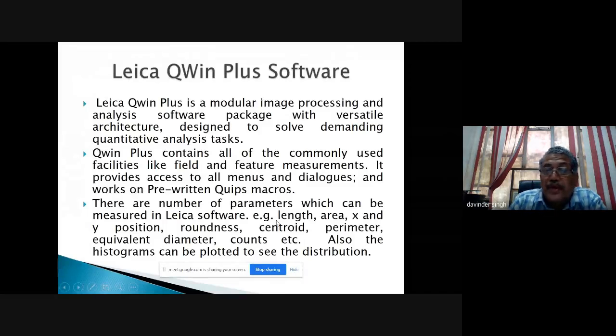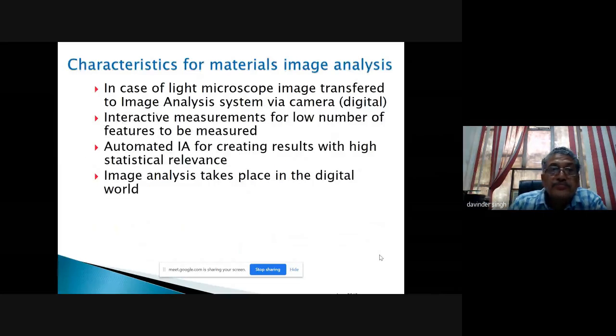So there are a number of parameters which can be measured in Leica software, like length, area, magnification, XY position, roughness, centroid, perimeter, number of counts, and also the histograms can be plotted to see the distribution. So sometimes for the particles or for the grain boundaries, histogram type of things we can have.